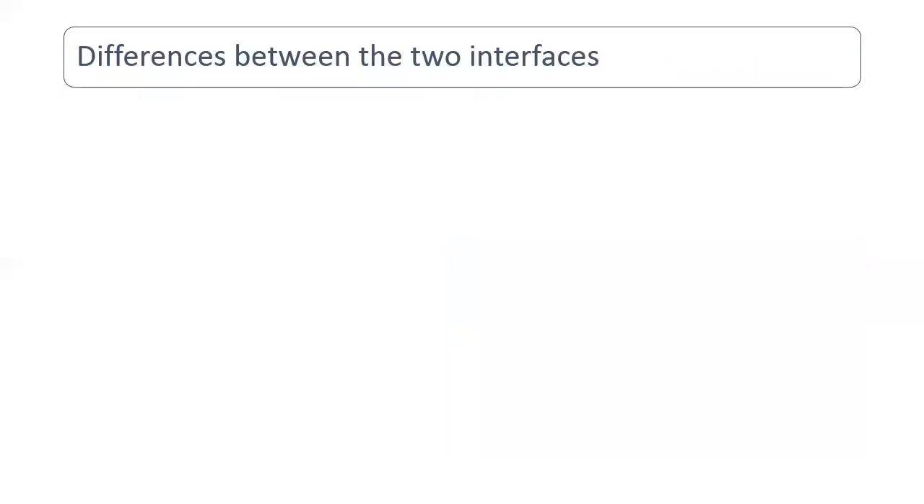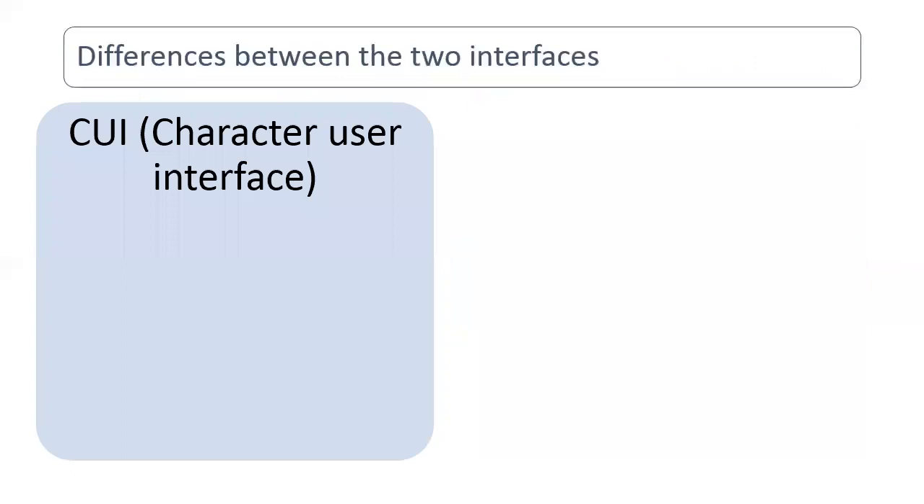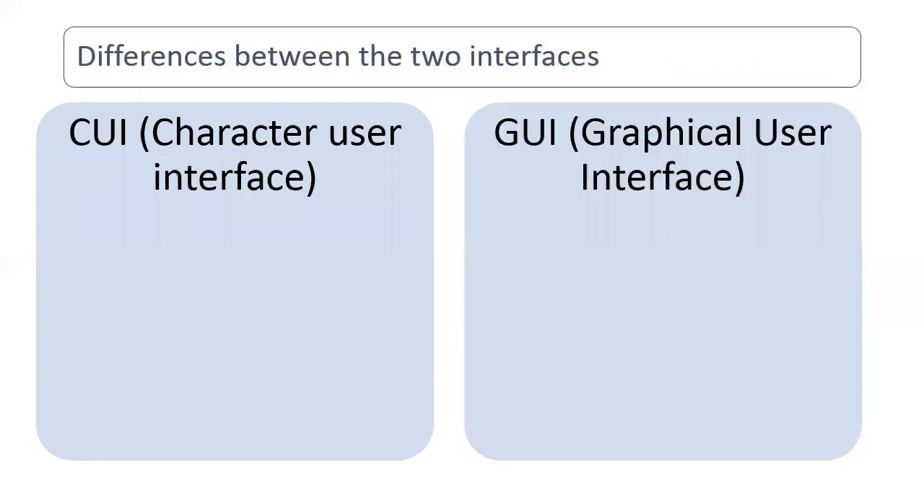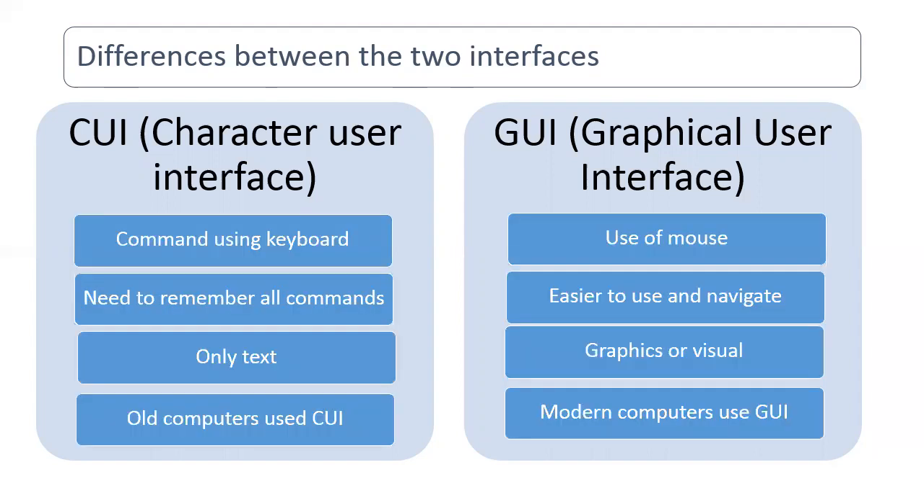Let's see the differences between the two interfaces. Let us understand the differences: CUI and GUI. The full form of CUI is Character User Interface. GUI is Graphical User Interface. In CUI, the user has to type commands using the keyboard to interact with the computer. In GUI, the user uses a mouse instead of the keyboard to interact with the computer.